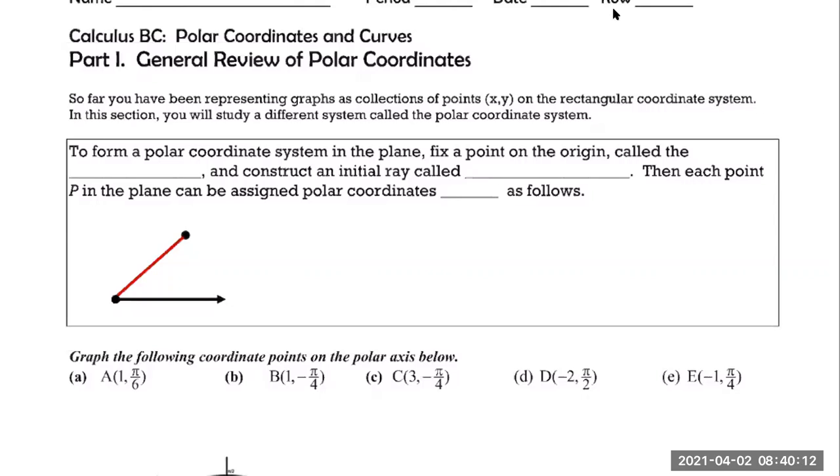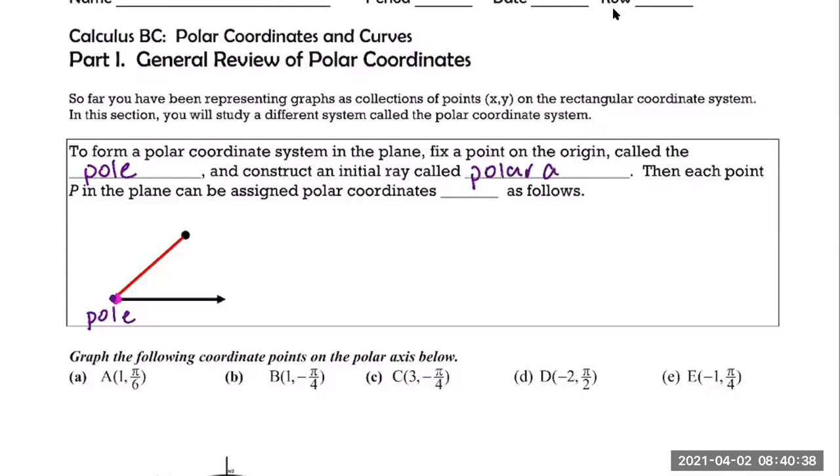So to form a polar coordinate system in a plane, you're going to fix a point, the origin, and we changed the name of the origin, and it's called the pole. So that's important to know on the AP test because sometimes they're asking you, what's the distance away from the pole? And the pole is the origin in the rectangular coordinate plane. So we'll call that coordinate point the pole, and it constructs an initial ray called a polar axis.